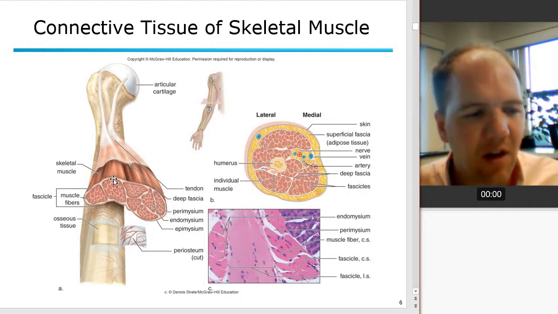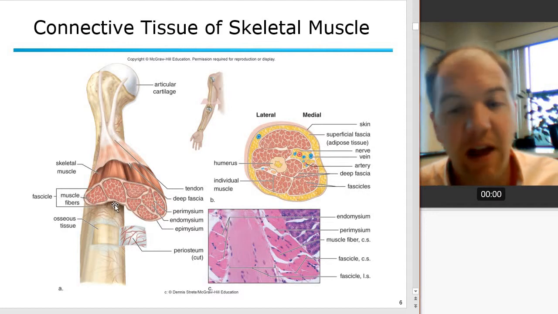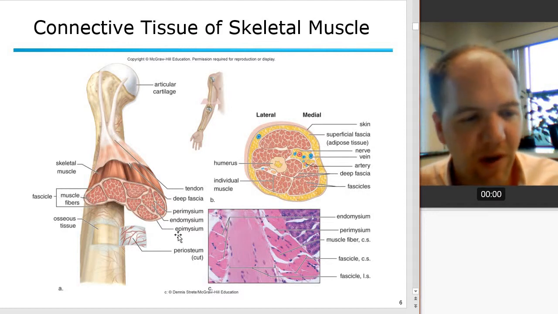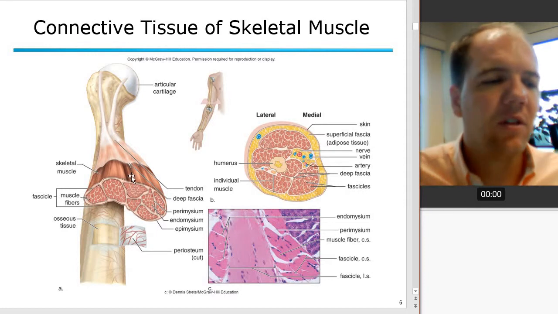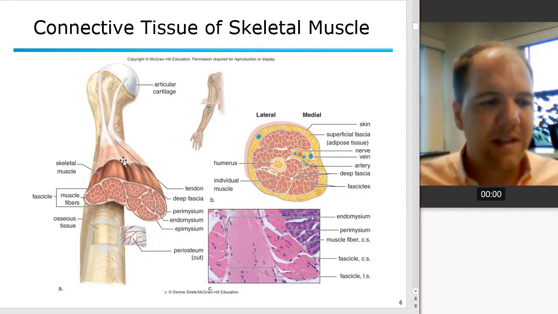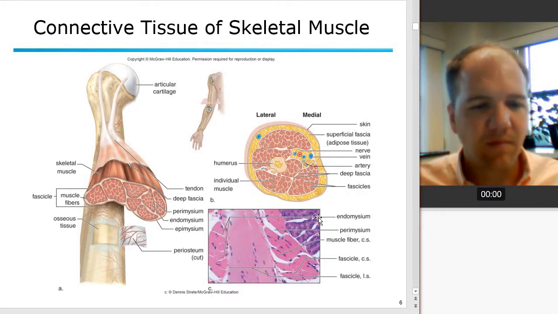And then finally, all of these fascicles come together to form the whole muscle. So groups of fascicles come together to form the whole muscle, and that also has a connective tissue covering around it, and we call that the epimysium. So endomysium is around each individual muscle fiber. The perimysium is around bundles of muscle fibers called fascicles, and then the epimysium is around the whole muscle, and it becomes continuous with the tendons that attach this muscle to the bones.